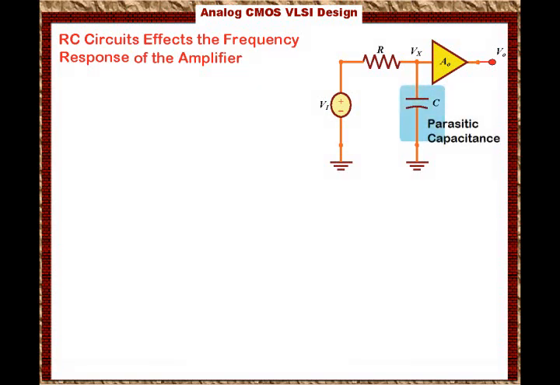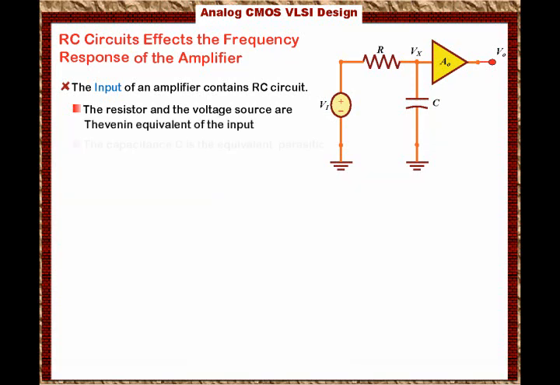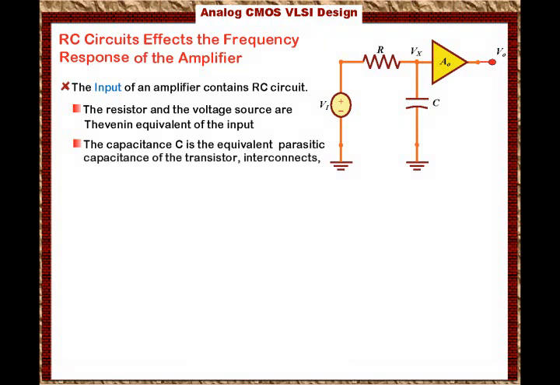Part of the technology, you're going to have this capacitance there. When we implement and develop the amplifier, we will have that capacitance. So we can say that the resistor and the voltage source are the Thevenin equivalent of the input. And the capacitance C is the equivalent parasitic capacitance of the transistor, the interconnect, and the wires, and also the output of the previous stage.